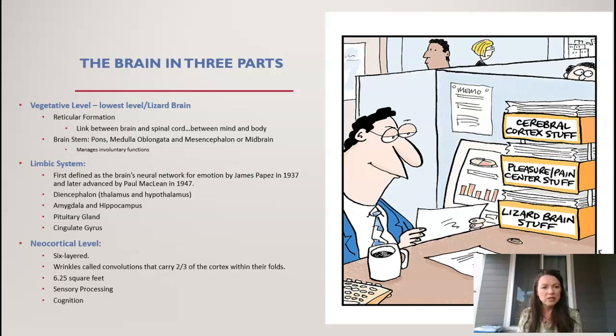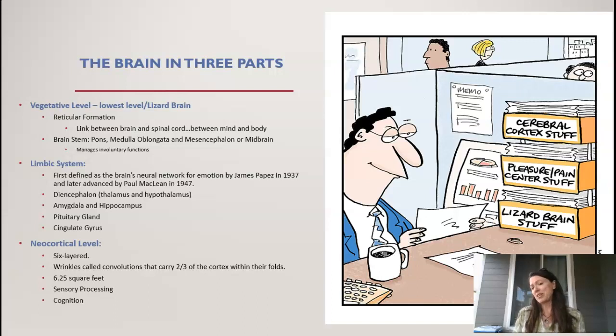It's the lowest level, and it includes the reticular formation, which is the link between the brain and the spinal cord. So in a way, the link between the mind and the body. The brainstem includes the pons, medulla oblongata, mesencephalon, or the midbrain, kind of same thing. Easier to say midbrain, so we might stick with that. And it more manages involuntary functions.